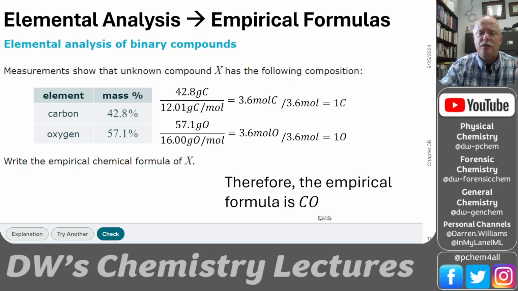We don't write the ones if it's 1. If it was a 2 or a 3, we'd write a 2 or a 3, but we don't write 1. So that's a simple one, all on one page. Do this in your notebook, type the answer into italics.